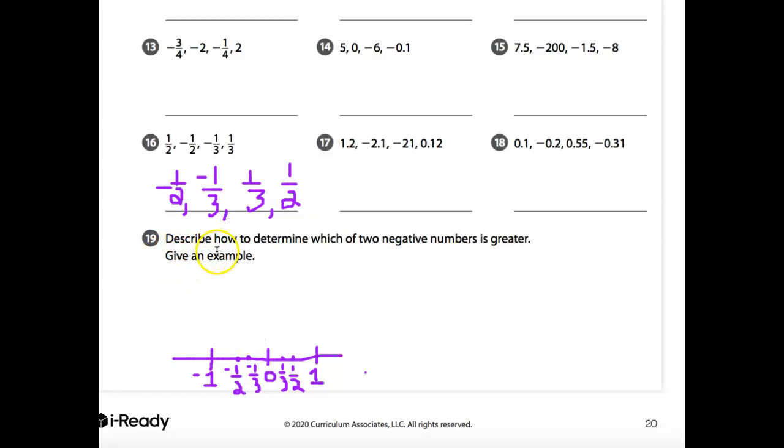Okay, well, I just noticed that we didn't do 19. Describe how to determine which of two negative numbers is greater. Okay, well, we can use this right here to help us. So on a horizontal number line, this is horizontal, you see the number to the right is greater. The number to the right is greater.